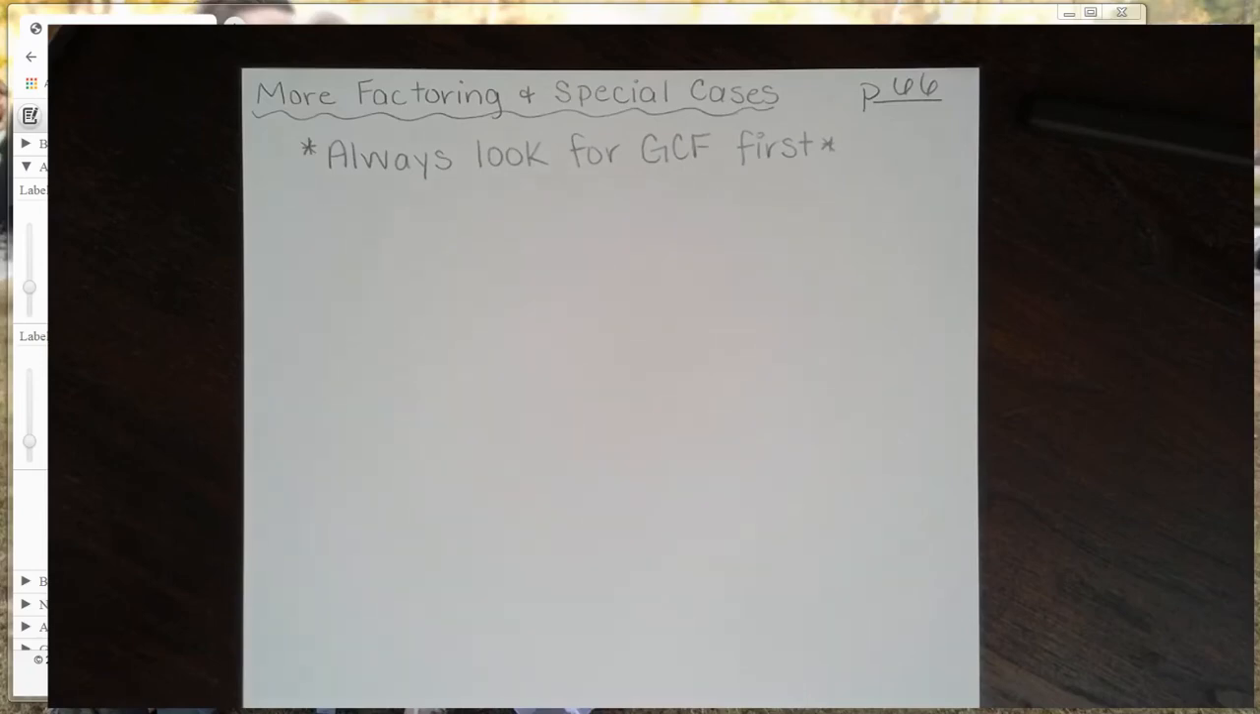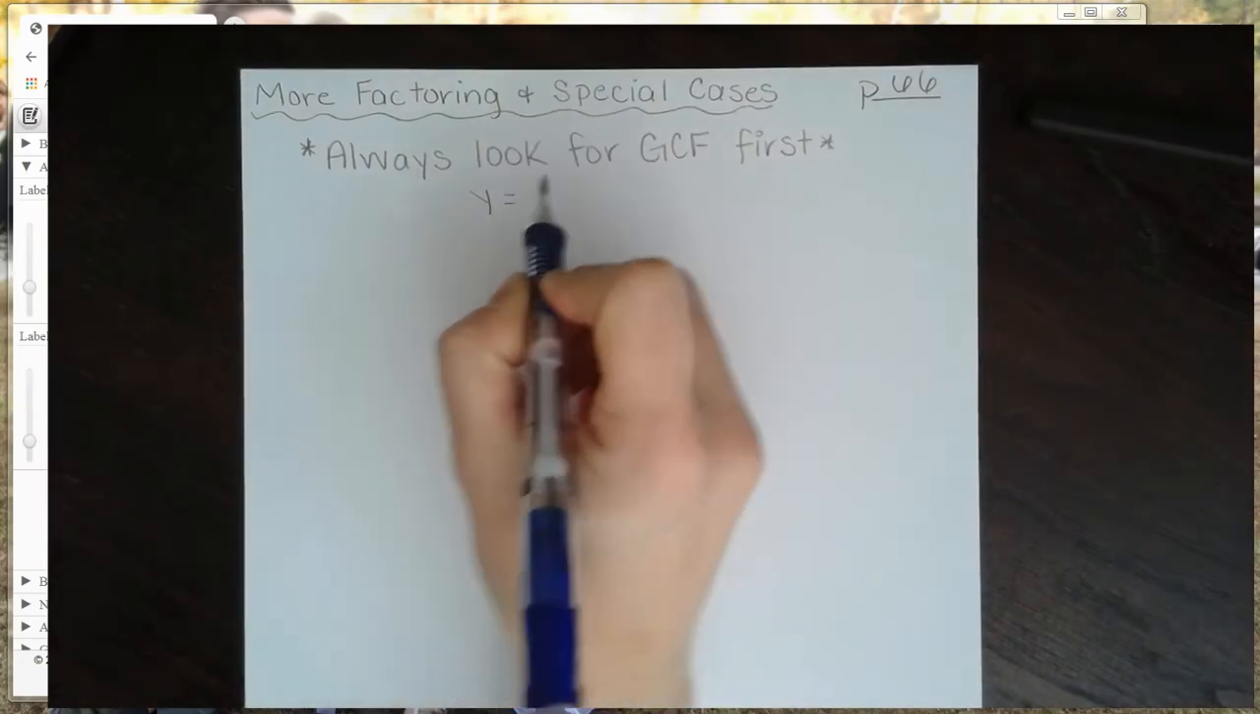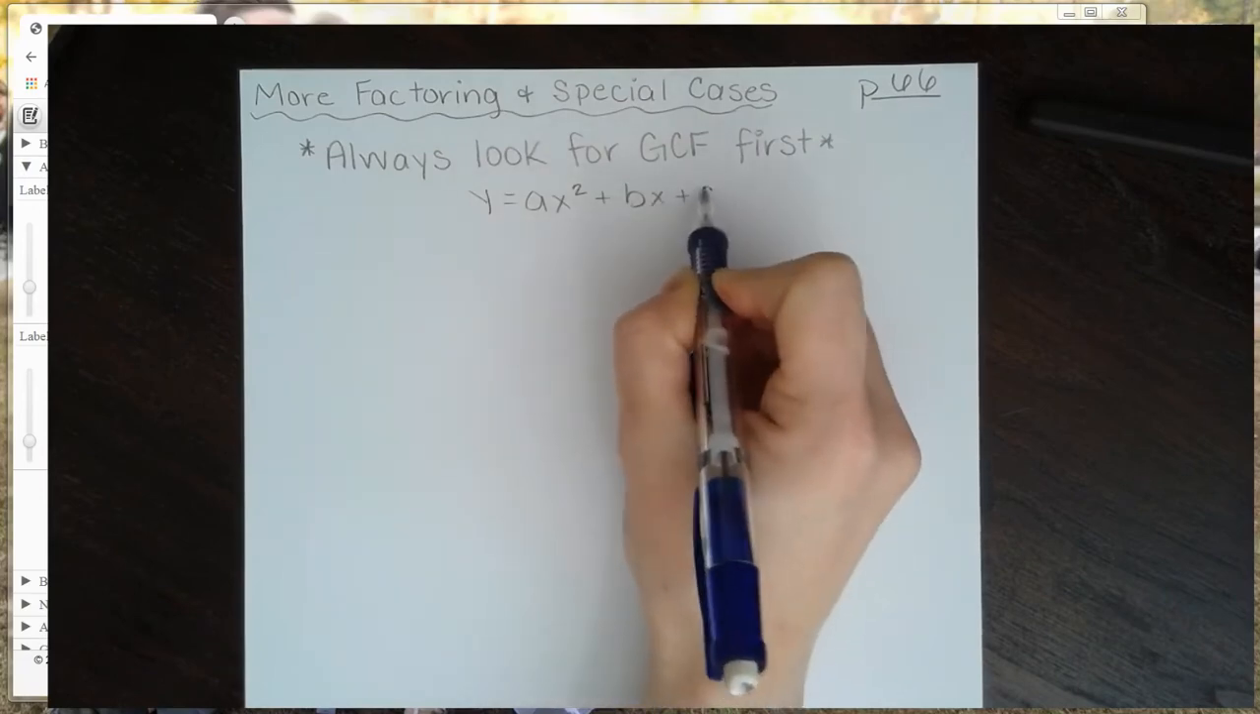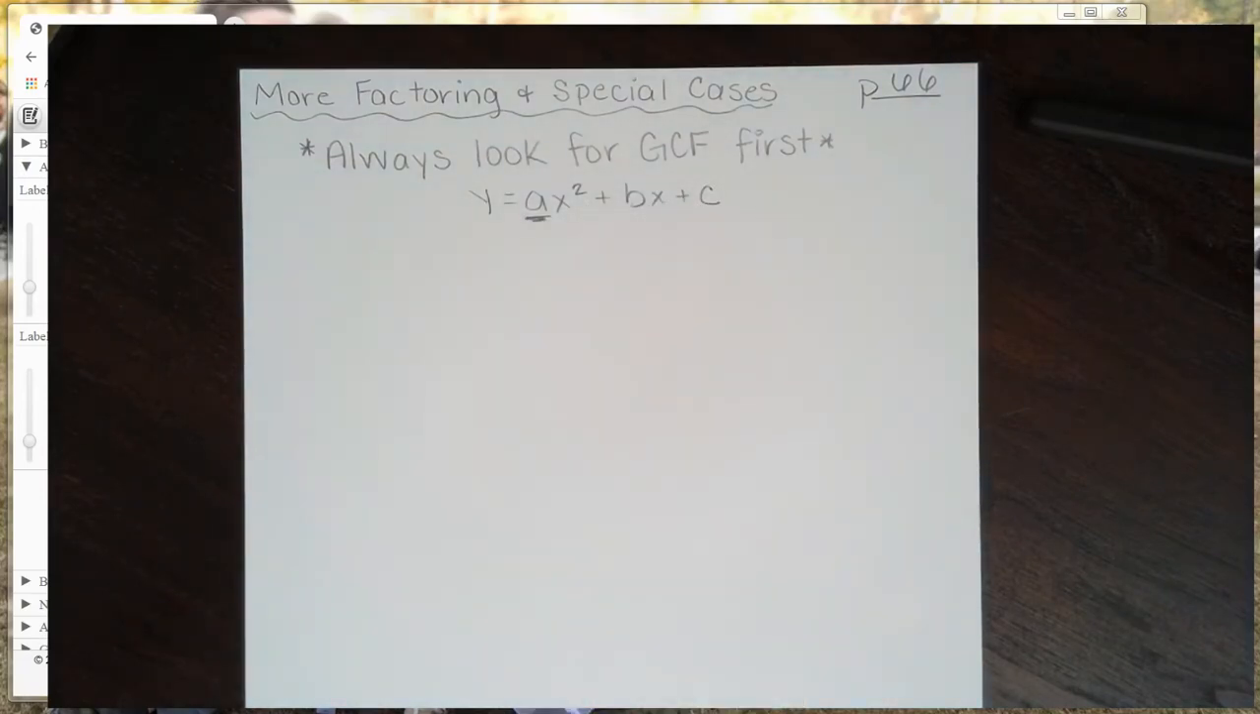So we're going to look at the next level of factoring. Before, when we were factoring with our standard form, all of our values of A were 1, this value right here. What we're going to look at today is what happens when A is a number other than 1. And you'll notice I put a little note up here at the top. We have to always look for our greatest common factor before we do anything else.